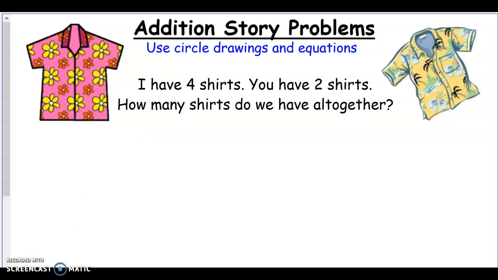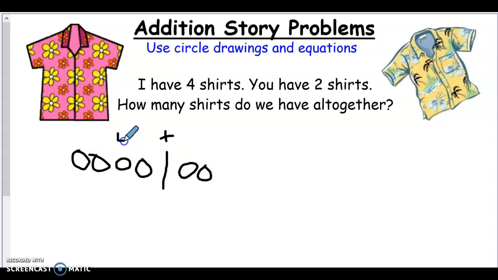Our first story problem says, I have 4 shirts. You have 2 shirts. How many shirts do we have all together? All right, so we are supposed to use circle drawing, so let's do that. So here's the shirts that I have. 1, 2, 3, 4, plus, which means I put my little plus up here, and you have 2. 1, 2.